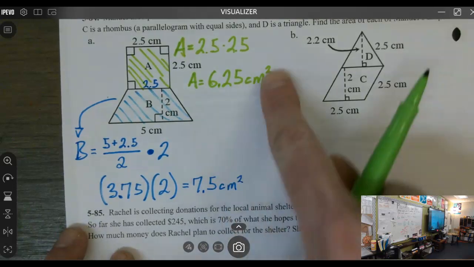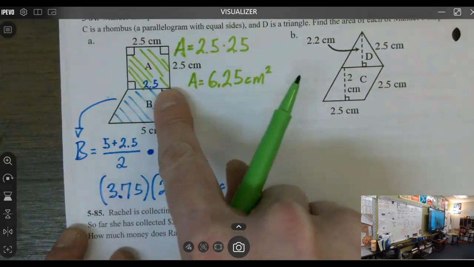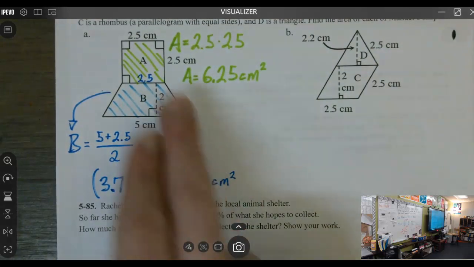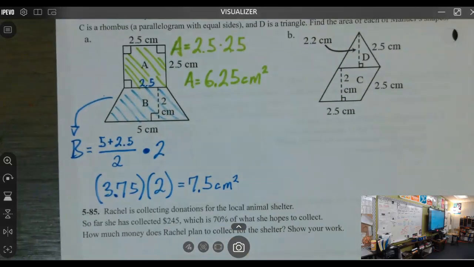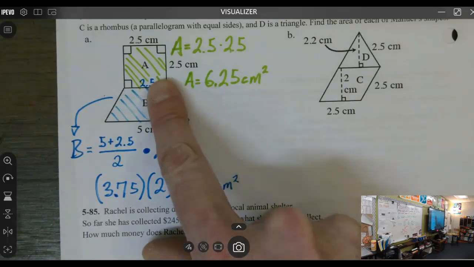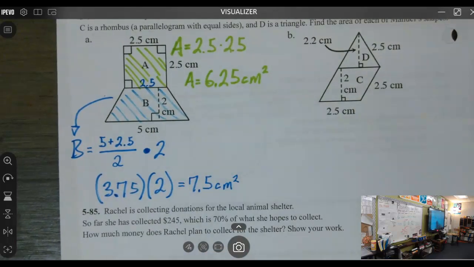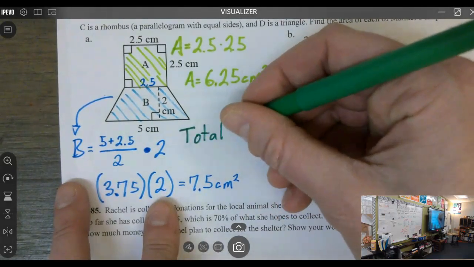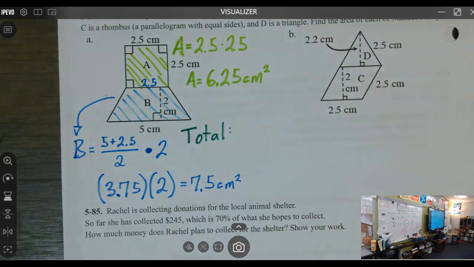So then to find the total area, what are we going to do? If you have one area for the top, one area for the bottom, how do we find the total? This is the area of the trapezoid. This is the area of the square. Our total, we're just going to add them up. All right, you're on your own for the rest of it.